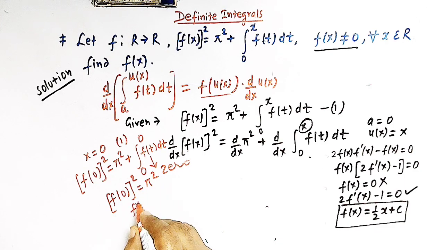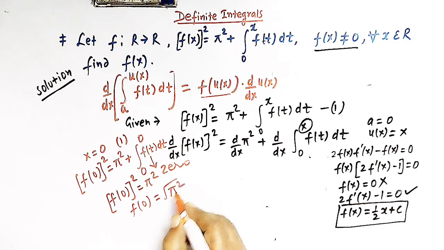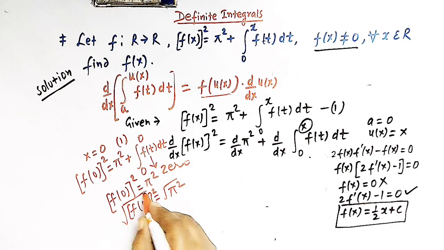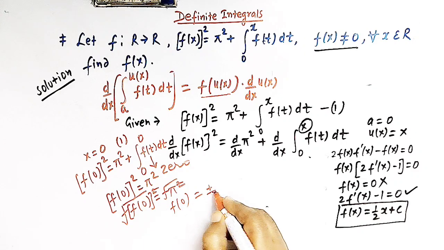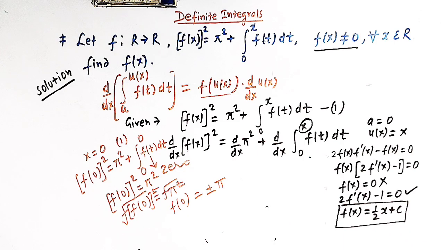Now taking the square root on both the sides, we have square root of pi square, and here we have the square root of f of 0 square. So we have now f of 0, and here the square and this square root get cancelled, and we are left with only f of 0 is equal to plus minus pi, right? So when x is equal to 0, we have f of 0 is equal to plus minus pi.